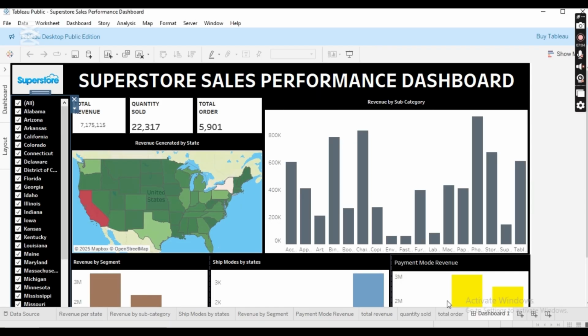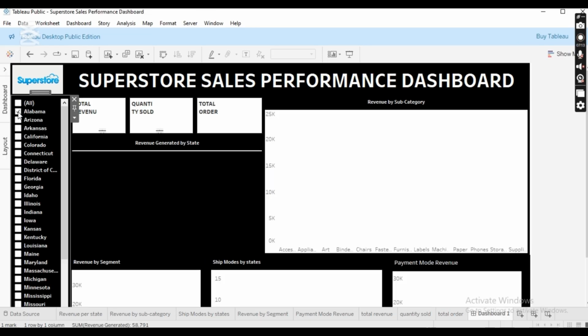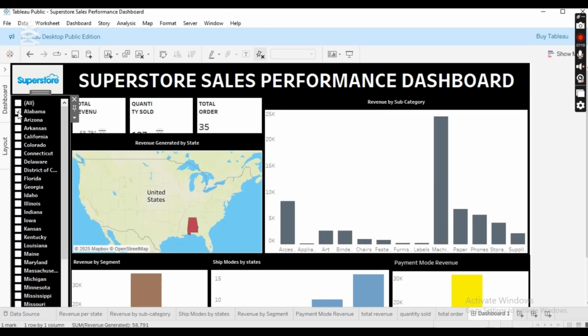All right, so when you look at this dashboard, you find out that it's actually interactive. Well, what do I mean by that? Let me remove everything. Let's just put Alabama. Once we click on Alabama, you see all of them are interactive. So one of the best things about analysis as a data analyst, you must make sure that whatever you are doing is interactive. You see, everything just moved, to get what we want.